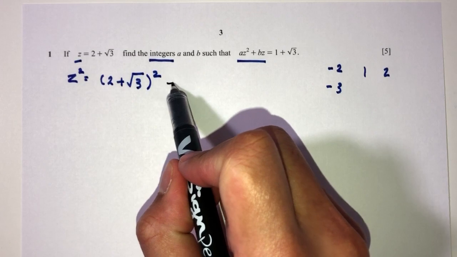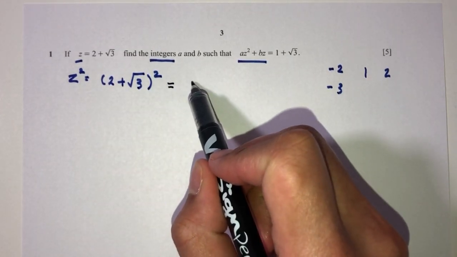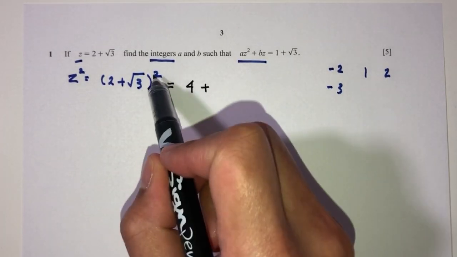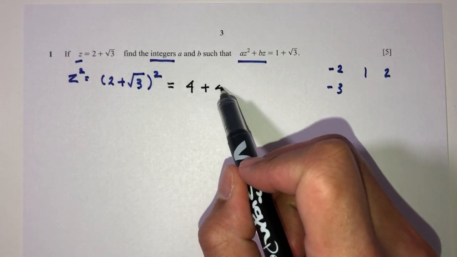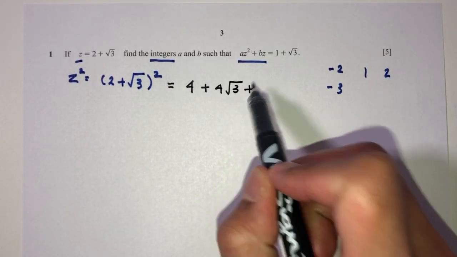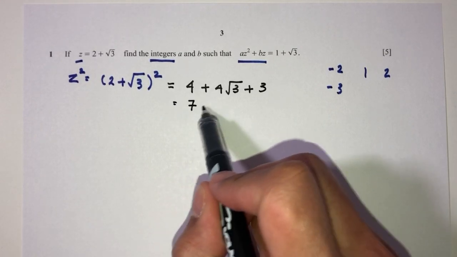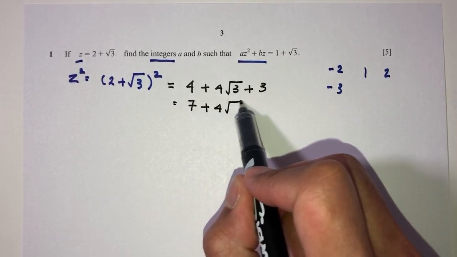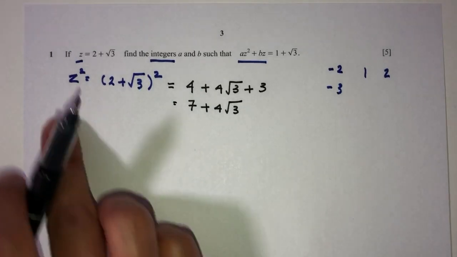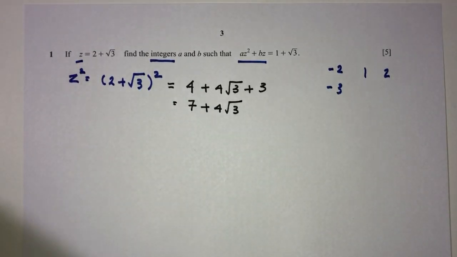So first we have to square this one. 2 squared will be 4. 2 times this will be 4 root 3. And then plus 3. That will be 7 plus 4 root 3. That is z squared. The next step is to replace those values back in your main equation.